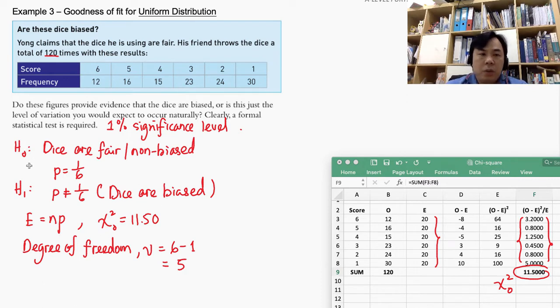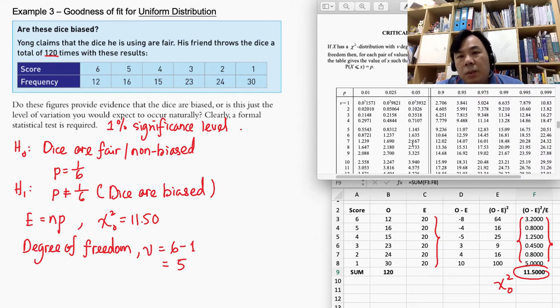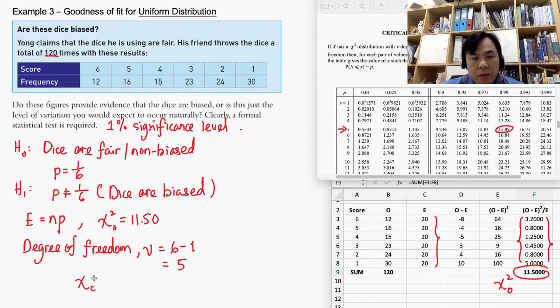Now, this time I will show the data booklet instead of the calculator itself. By using the data booklet, all we need to do is go to the degree of freedom 5. And then since we're using 1% significance level, this shaded region represents 1%, so the other must be 99%. So we are supposed to look for 99% over here, and that will give us the critical value. So from here, we have found that the critical chi-square value is 15.09.